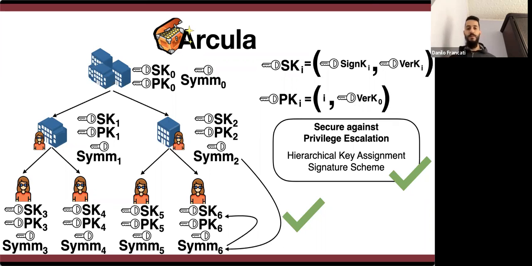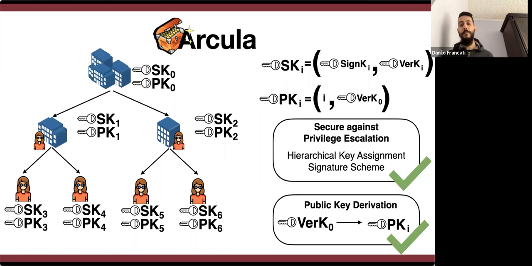We also have security against privilege escalation for 2 reasons. First of all, because a user cannot leak the symmetric key of an ancestor, and so it also cannot leak the signing key and the verification key of that user. And also because the signature scheme that we use for the certificates is unforgeable. So you cannot create, let's say, a fake certificate and break the security of the keys of Arcula, or forge the unlock script of the system.